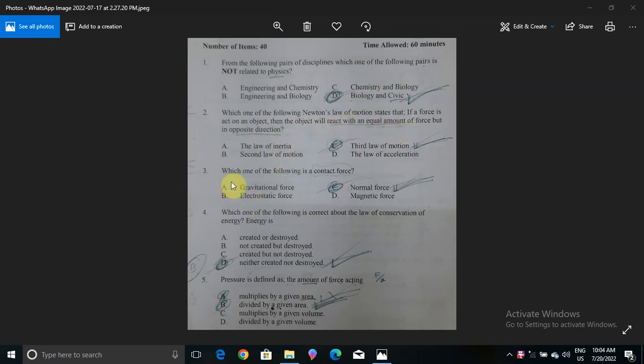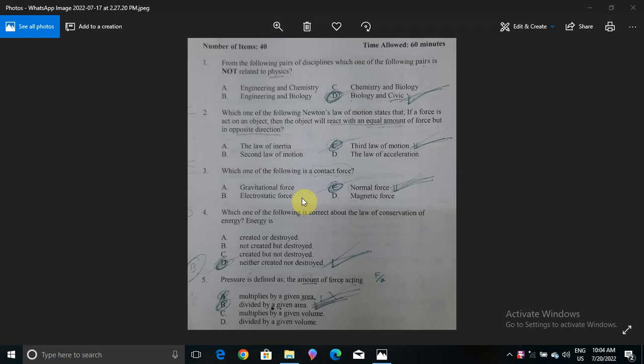Now, question number three, which one of the following is a contact force? We have here gravitational force, electrostatic force, normal force, and magnetic force. Gravitational, electrostatic and magnetic forces are non-contact forces, but the only contact force will be the normal force.